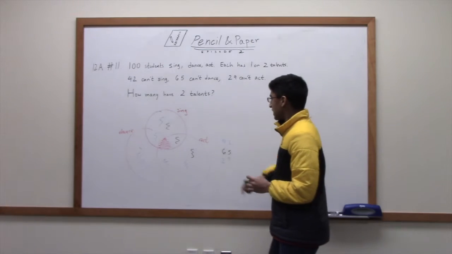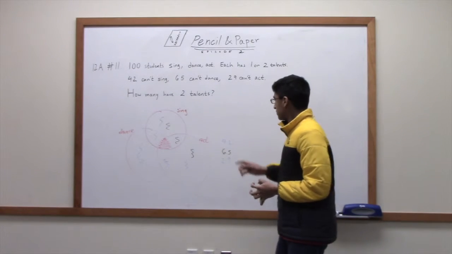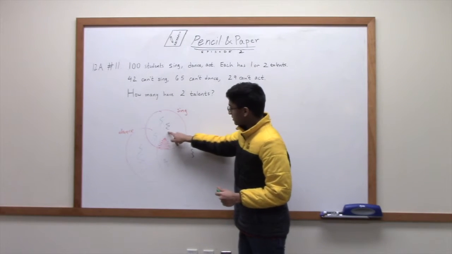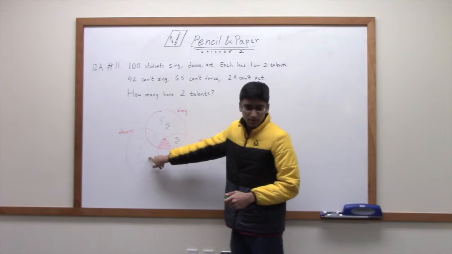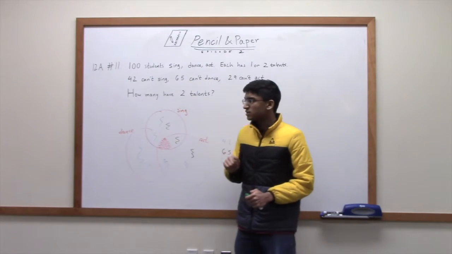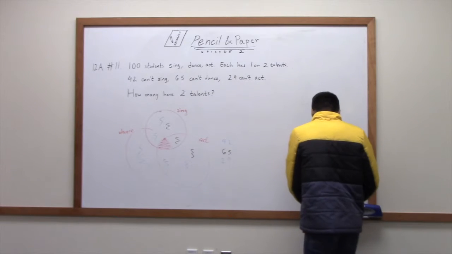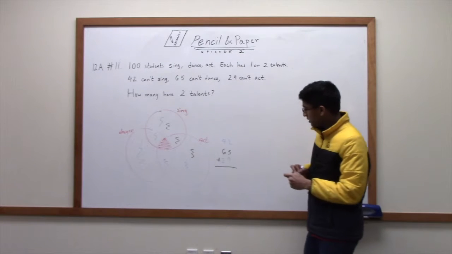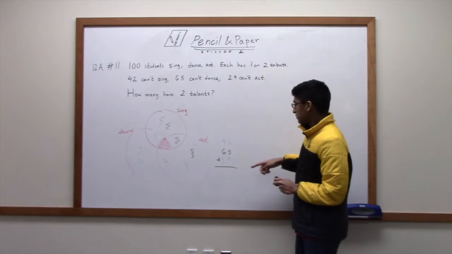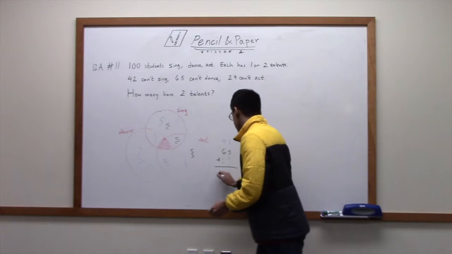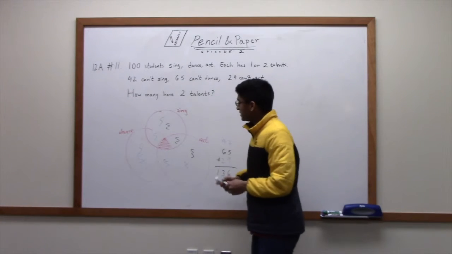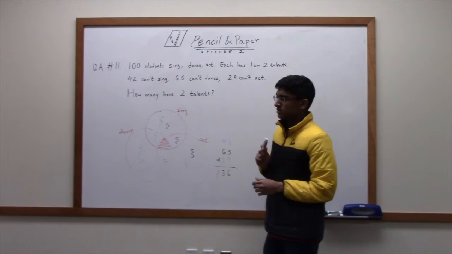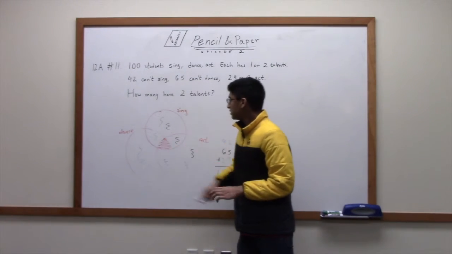Well, one thing we can do is just add up all of these. If we add up everything, 42, 65, and 29, we're going to be counting this region twice, this region once, this region twice, this once, this twice, this once. So if we add up these 3 numbers, what do we get? This is 61, 136. So 136 is the sum of all of these things, but we only want the people who have 2 talents, right? So we want the people in this region.